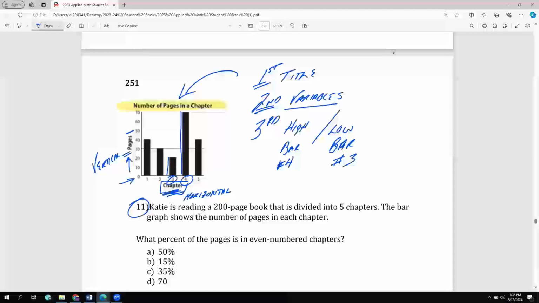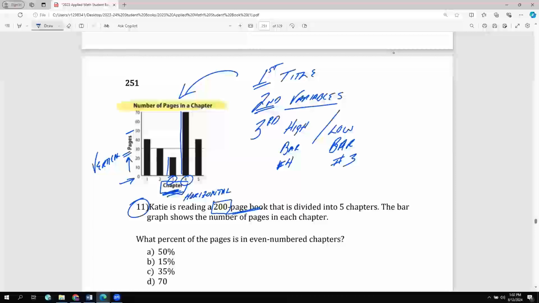So let's take a look at it. It says, Katie is reading a 200-page book that is divided into 5 chapters. The bar graph shows the number of pages in each chapter. Okay, so now I've gotten a little bit more information. Now I know that the book actually has 200 pages. Now, a couple of things. I could have gotten that information without them telling me that there were 200 pages.